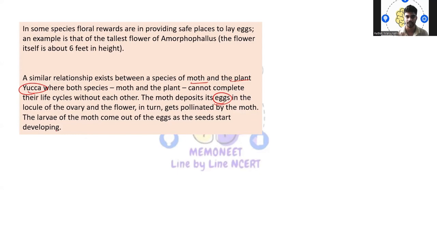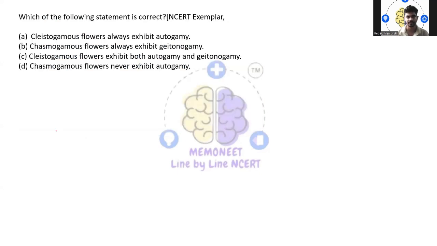So now let us see some questions regarding this pollination. Which of the following statements is correct? This is from the NCERT exemplar. Cleistogamous flowers always exhibit autogamy, right? In autogamy, we have again two types: one is chasmogamous and the other cleistogamous. You know the definitions of chasmogamous as well as cleistogamous, right?